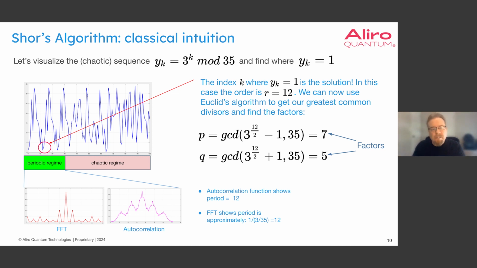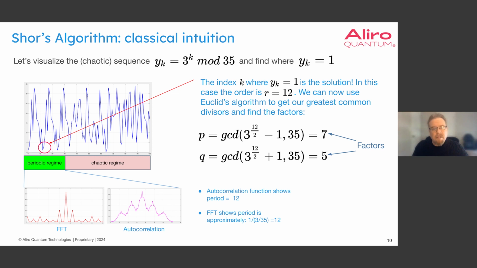So if we plot out this sequence, we see that it's chaotic. It has a quasi-periodic regime in the beginning and devolves into a more chaotic regime afterwards. But the solution to our problem, where the value y is 1, I'm showing in the red circle here in the left-hand diagram. So if we can find this index k, this k is our r, our order. In this case, you can look at it a few different ways. We can visually see this. If you could zoom in, you would see that the y value is 1.